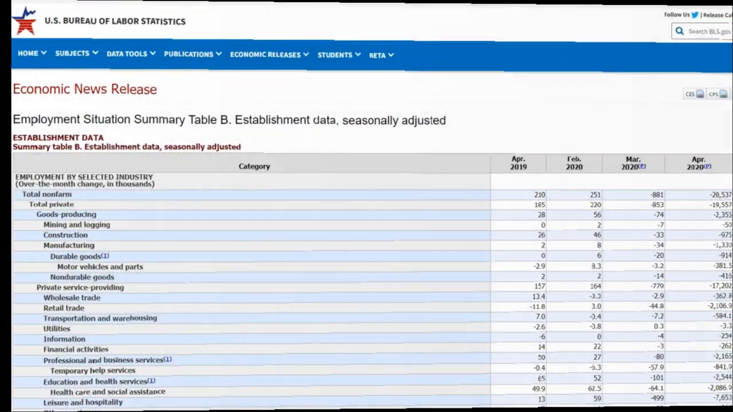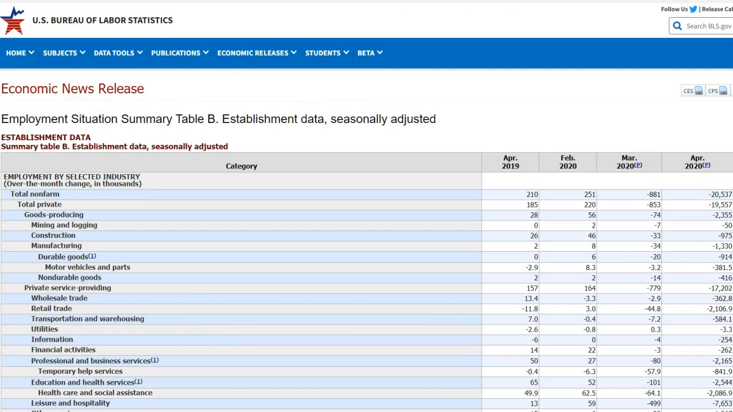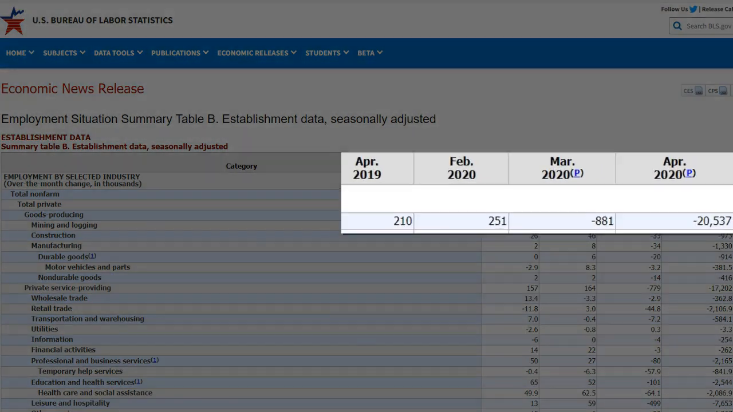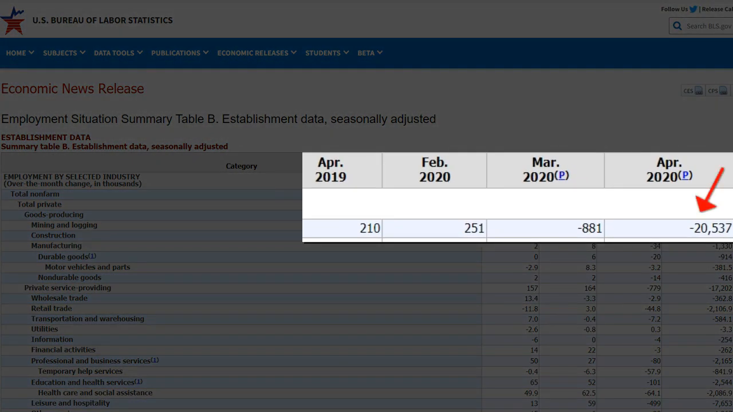This table is going to give us the headline numbers from the establishment survey. Of primary interest here is the number of jobs created or lost, and that's going to be on the very top there. So we can see in April there were 20.5 million jobs that were lost according to this survey, and then again we can see the previous 2 months as well as the year prior.